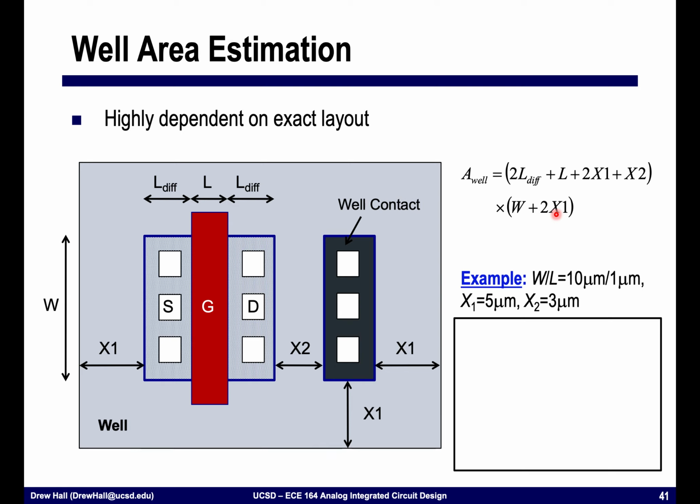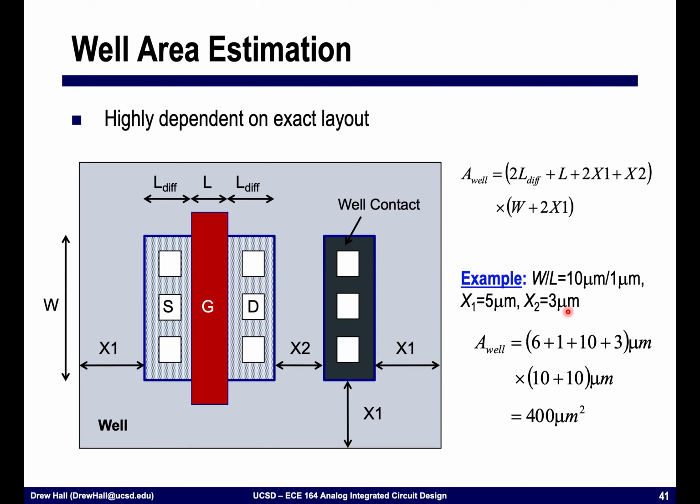And so, if we just took a very simple device to give us some rough order of magnitude numbers, let's say that I had a 10 micron over 1 micron device, and that in this particular technology, x1 was equal to 5 micron and x2 was equal to 3 micron. I could put all this together, and I would calculate that the minimum area of the well was 400 microns squared. And this is not nothing, especially considering that the device itself is only 10 square micron. We have quite a bit of overhead here just due to all of the spacing constraints.